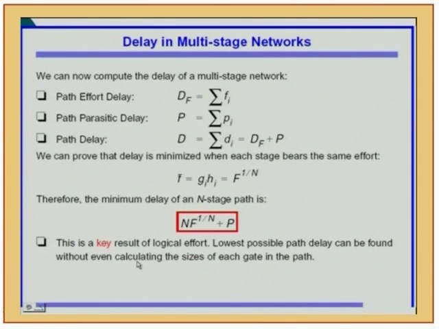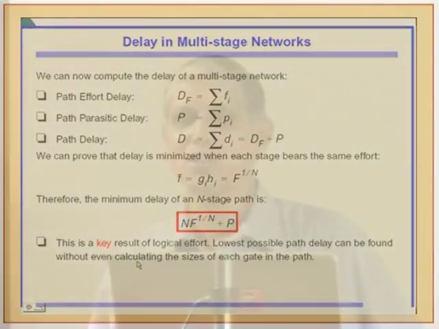This is a key result of logical effort. Is that clear? This is the key result, because what we have now said is that if there are n stages and as long as you maintain the same gh for most of them, then the delay can be minimal for any number of stages. That's exactly the trick. So obviously if you are using a NAND gate and a NOR gate, their g's are different, so their capacitances should be so adjusted such that the stage delay is uniform. That's exactly what designers do.